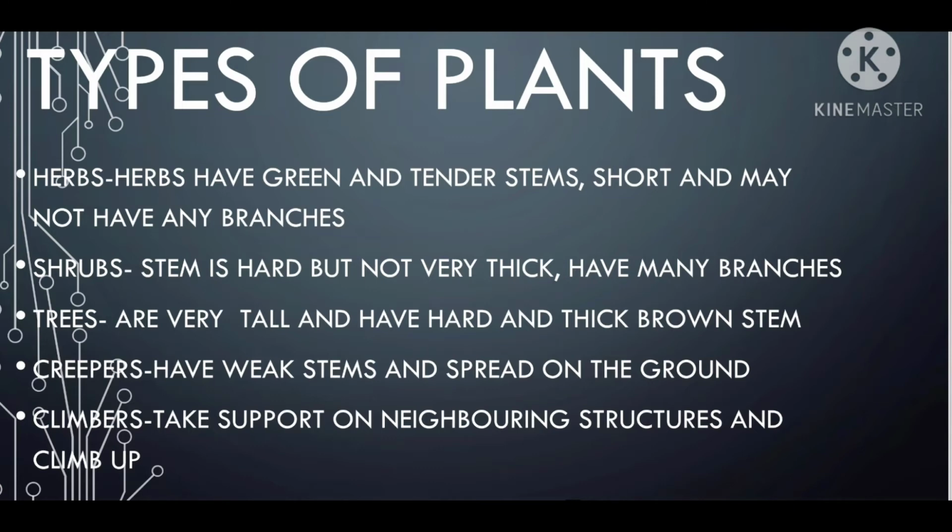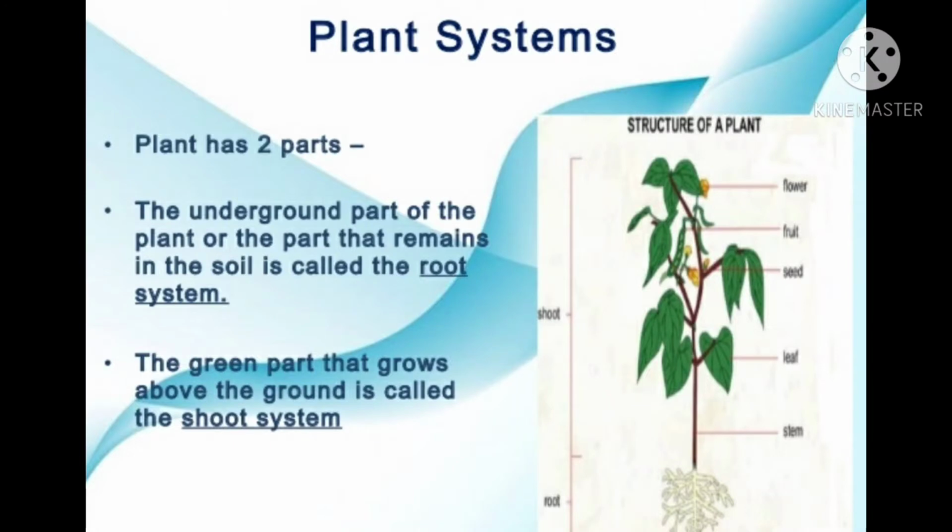Next is climbers. Climbers have a weak stem. They cannot stand on their own, so they need some support from a wall or sticks. Examples of climbers are grapevine, money plant, and pea plant. You all are familiar with all these types of plants. Now we will study the parts of a plant.